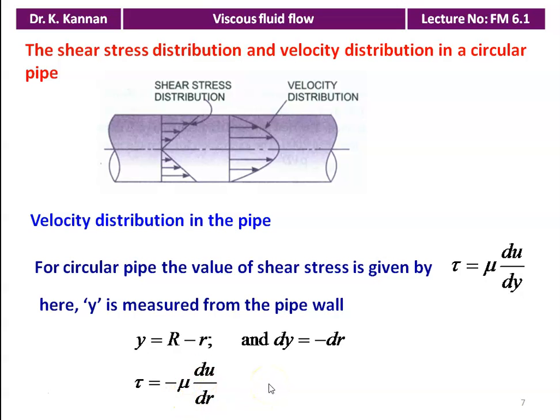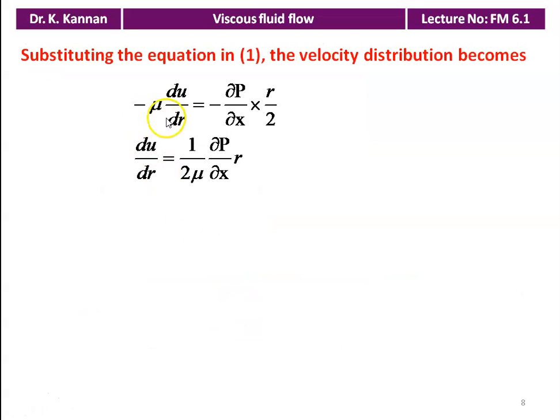Here u is the velocity. Substituting equation 1 in this equation, we get minus mu into du by dr equal to minus dou p by dou x into r by 2. So the minus sign gets cancelled, and mu is taken to the other side. So du by dr equal to 1 by 2 mu into dou p by dou x into r. On the right hand side, dou p by dou x is constant, mu is constant, so the only variable is r. So now we have to integrate.